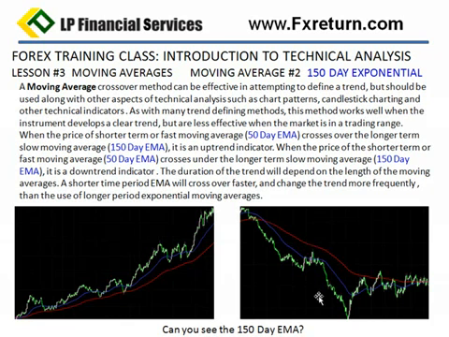The duration of the trend will depend on the length of the moving averages. A shorter time period EMA will cross over faster and change a trend more frequently than the use of a longer period exponential moving average.